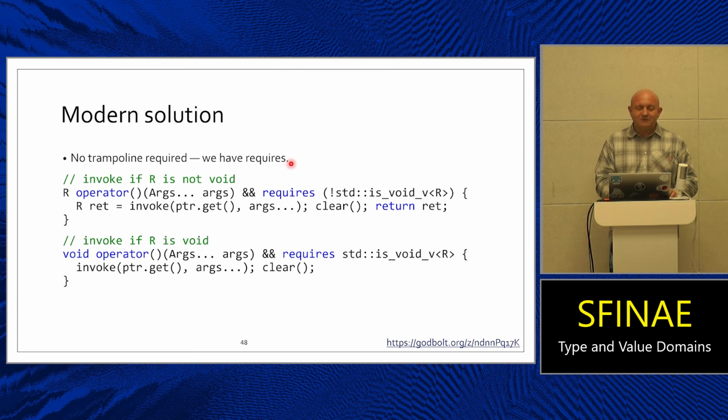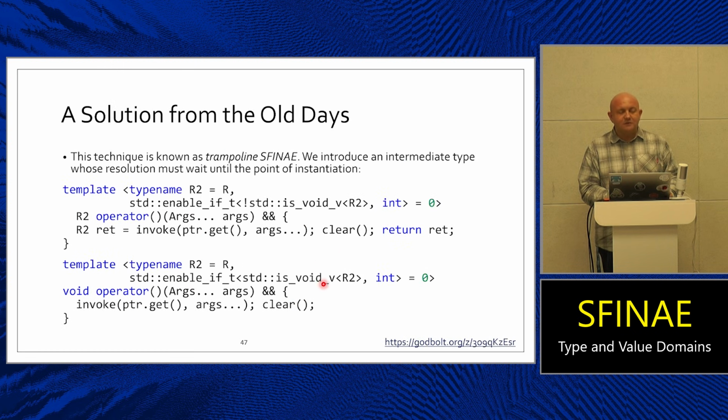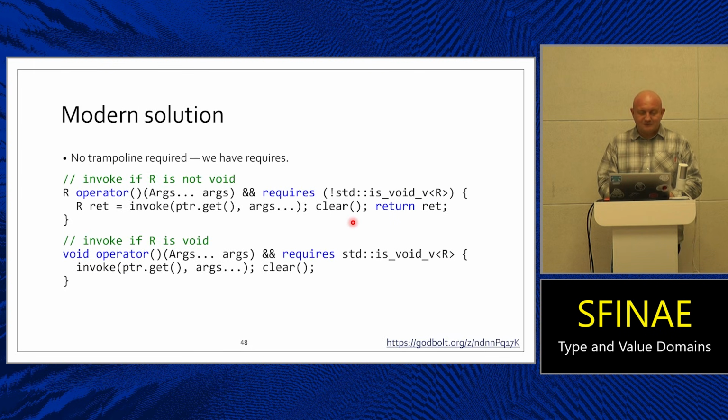No trampoline required, because we do have requires. This is a function call operator, and this operator requires that this is void, and that's all. And just compare how clear and elegant this solution is compared to these trampoline SFINAE tricks with those awkward types just to work around language semantics. This is what I call the elegance of modern C++.